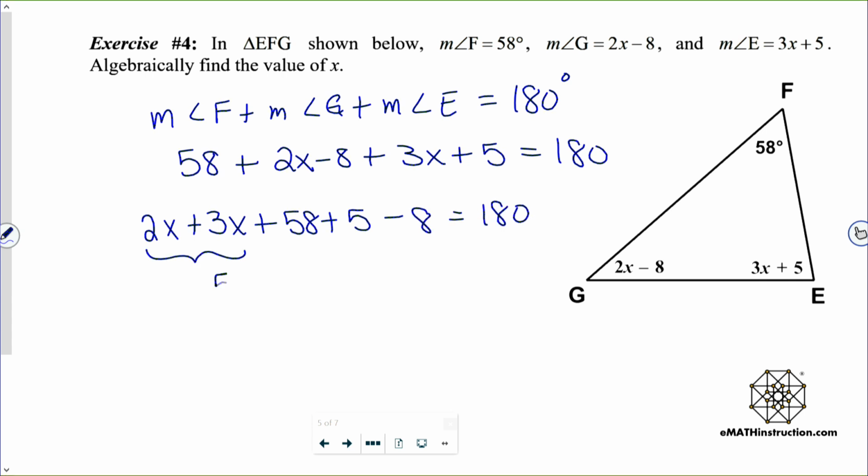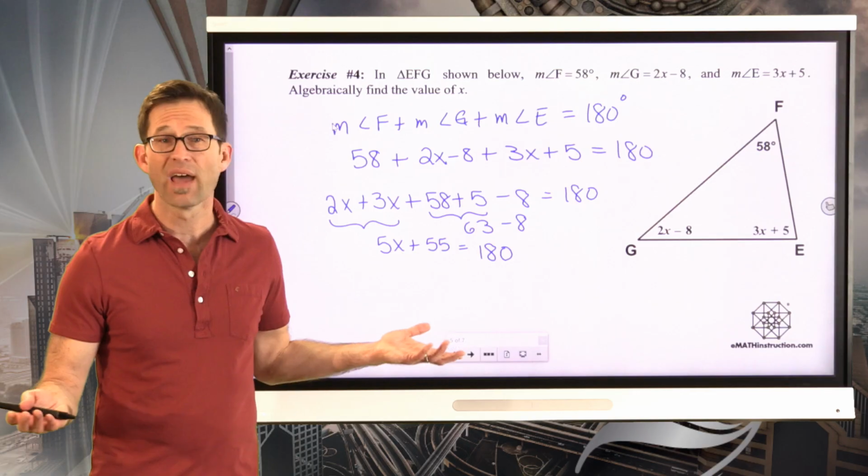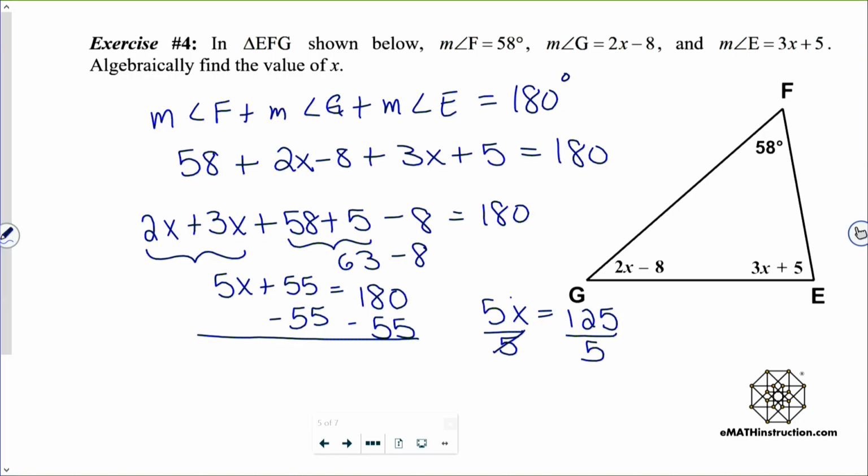These 2 combine to be 5x. These 2 would combine to be 63. Then I would have to subtract 8. 63 minus 8 is 55, and I apologize for that, but I now have 5x plus 55 is equal to 180. Now I have a classic 2-step equation. I'm going to subtract 55 from both sides. That's going to give me 5x is equal to 125. I'm going to divide both sides by 5, and x is equal to 25.